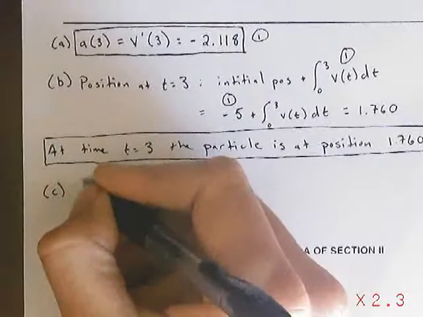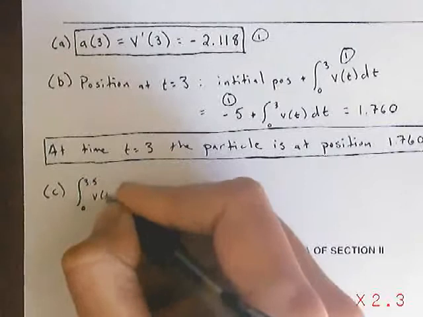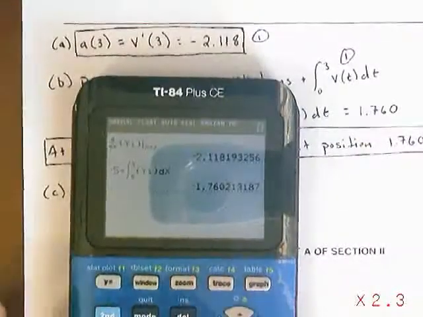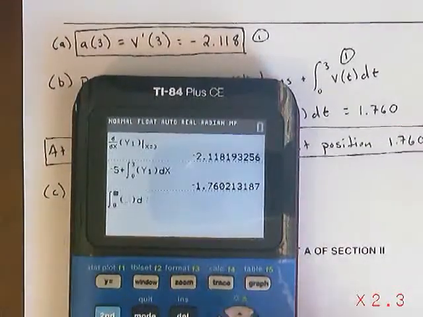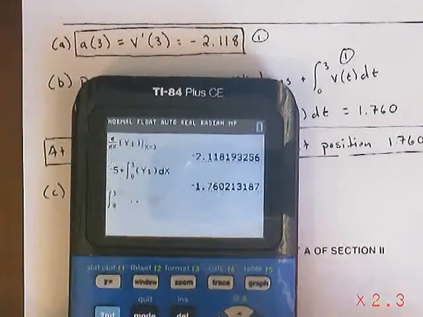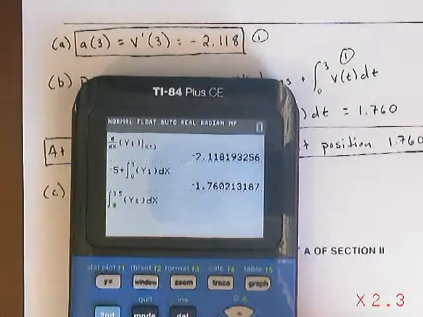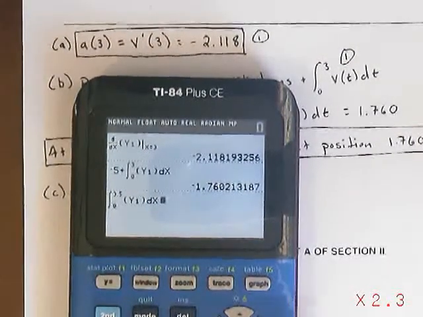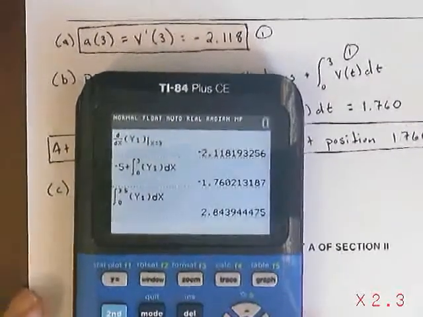So the first integral we want is that we're going to go from 0 to 3.5 of v of t dt. Straight up button mashing here. We'll go math 9 from 0 to 3.5, vars, y vars, 1, dx. Here someone is trying to reach me. No. Okay, and press enter, and we get 2.844.